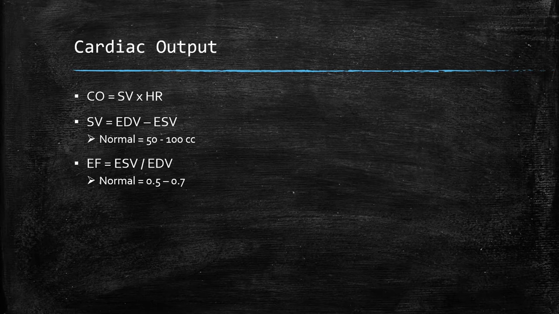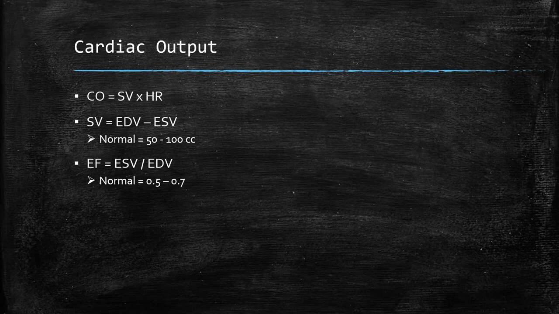Stroke volume is defined as the amount of blood in the ventricle right before contraction, less the amount of blood that remains in the ventricle after contraction. In other words, it's the end diastolic volume minus the end systolic volume. A normal heart ejects between 50 and 100 cc's of blood into the circulation with each beat.